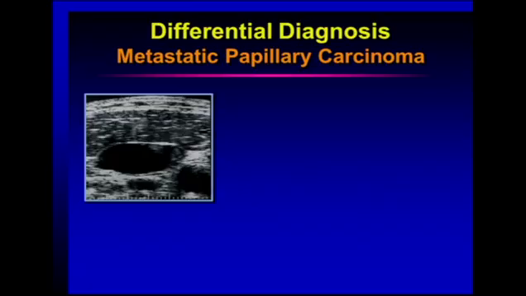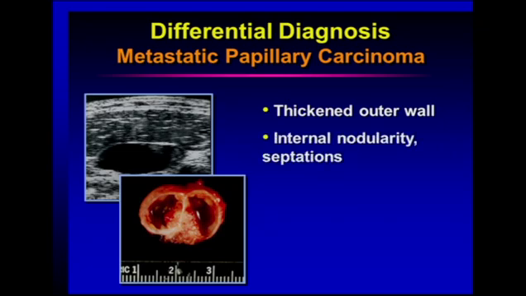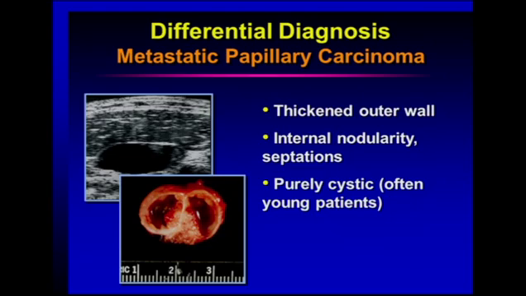Another patient with a cystic metastatic papillary cancer, you can see a cystic nodule. It has some mass effect on the adjacent tissues, with a corresponding bivalved specimen. It has a slightly thickened outer wall, some internal nodularity or septations. It can be purely cystic, particularly in the youngest patients, and these types of cystic changes are seen in up to 70% of metastatic papillary nodes.